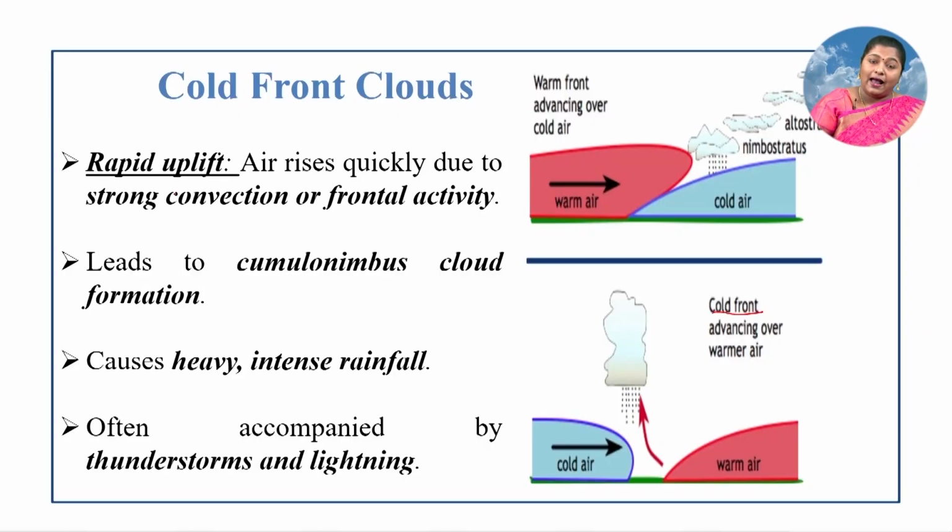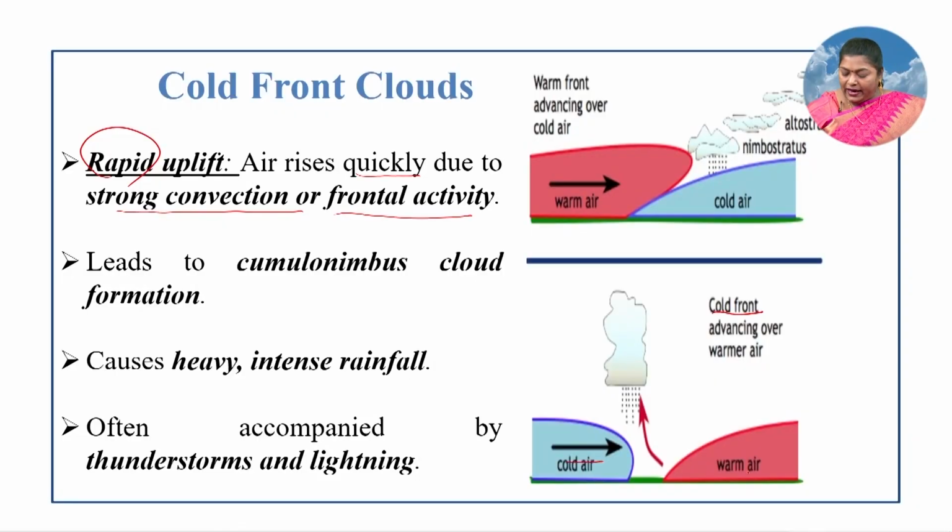Next one is this picture, that is the cold front. So the lift is a rapid lift. There is a slow lift in the warm front clouds. Here it is a rapid lift. The air rises quickly. It rises quickly due to strong convection or frontal activity. So because of these two processes, the air is lifting very fast.